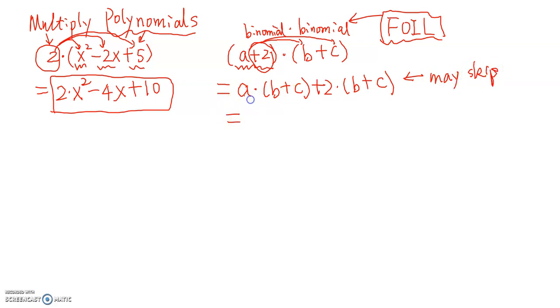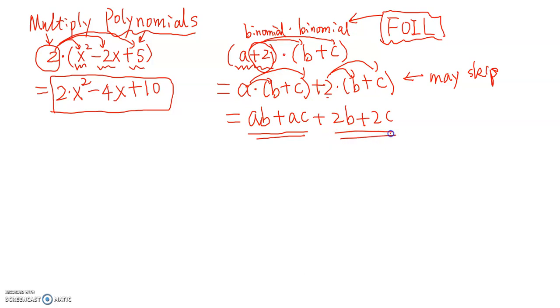So when you distribute A to B plus C, it's exactly the same type of question we did before. So we do A times B, it's AB. A times C, A times positive C is positive AC. And then we distribute 2 to that second parenthesis, and we have 2 times B plus 2 times C. So as you can see, we are doing one distributive principle and then another distributive principle. So you're using the distributive principle 2 times.